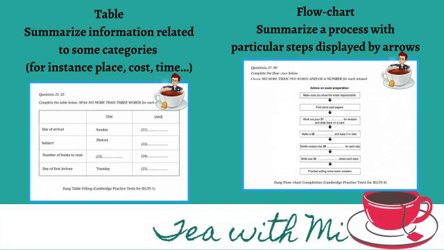Now, take a look at a table. A table summarizes information related to some categories. For instance, place, the cost of something, the time. And a flowchart summarizes a process with particular steps displayed by arrows. Usually, a flowchart follows the sequence. The answers follow the sequence of the recording that you've just heard.